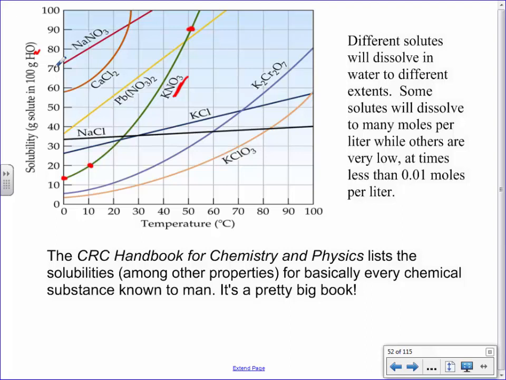And what you're going to be able to do when you're done is you'll be able to plot a graph. And you'll notice that every single one of these graphs, as you up the temperature, the solubility increases as well. Does that make sense?